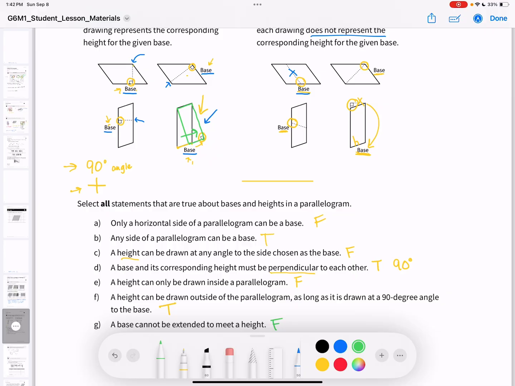What you have to be really careful about though, and I'm going to erase this so you can see it. When we measure the base, we only measure the original base. We do not include this section. We don't include that section that has been extended to meet the height because that's not a part of it.